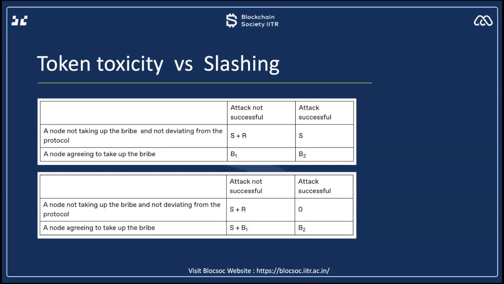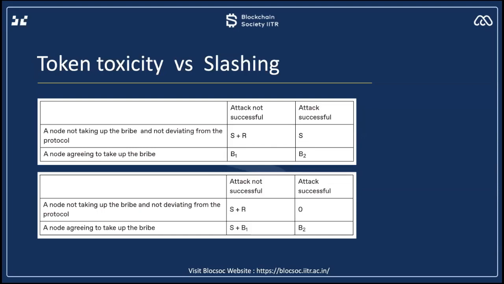In terms of slashing, as you can see, if you agree to take a bribe, your stake S will be slashed. So in case the attack is not successful, you get B1, and in case the attack is successful, you get B2. So if you are the briber and you have to provide B1 and B2 values, your B1 must be greater than the stake plus the reward, and the B2 must be greater than the stake itself.